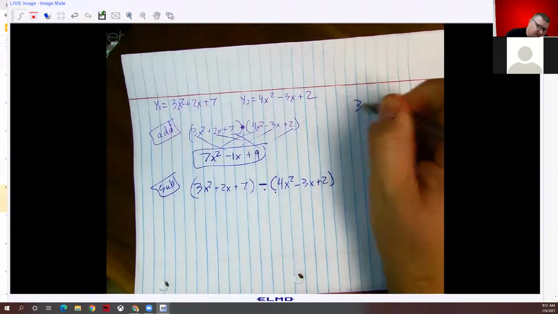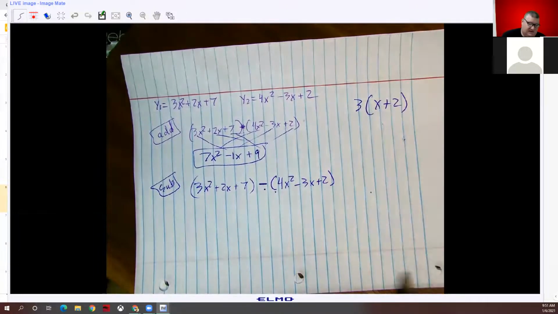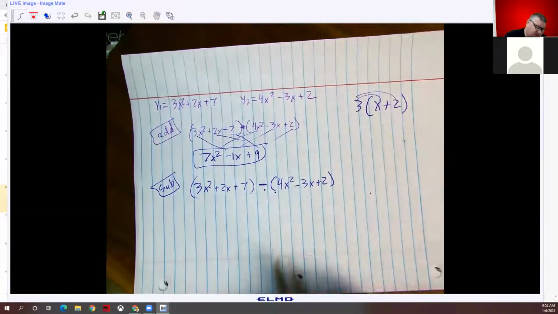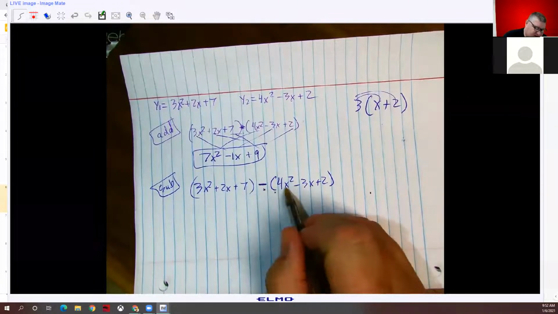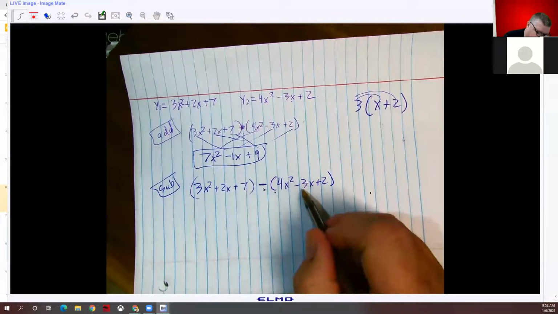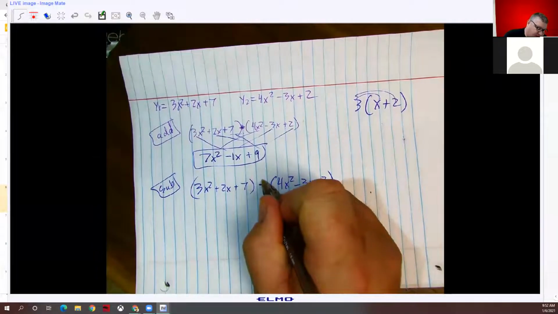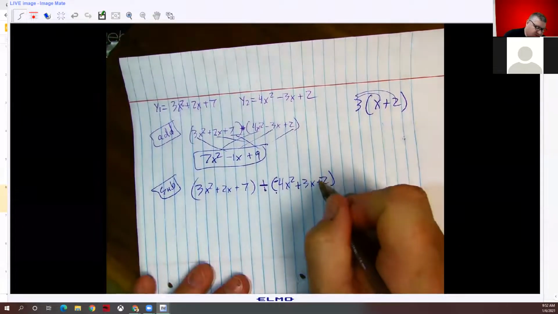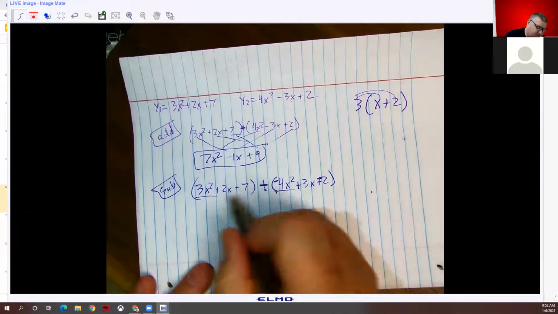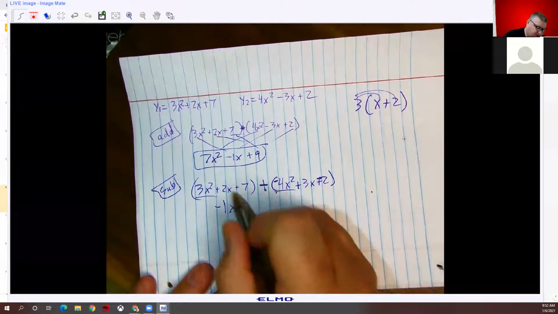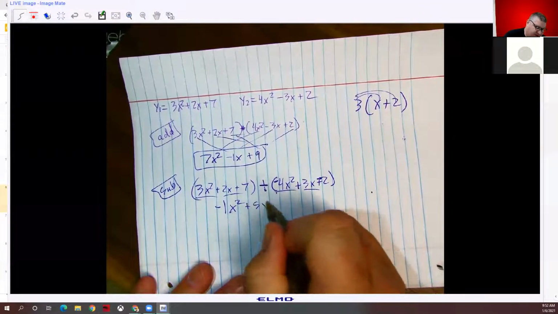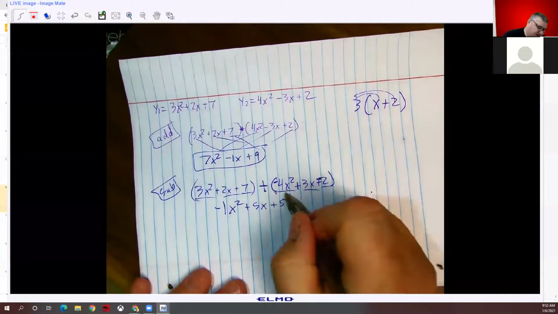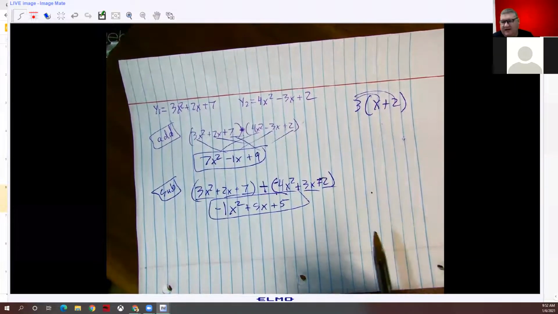What would I do if I had this? What would I need to do up here with this 3? Thank you. Distribute. In this case, I'd give the 3 away. Here, I'm not going to just subtract the 4x squared. I'm going to subtract a negative 3x. So I'm going to make that a positive and switch all the signs here. Now 3x squared minus 4x squared is negative 1x squared. 2x plus 3x is 5x. And 7 minus 2 is plus 5. So there's my answer, because I had to give away that negative.